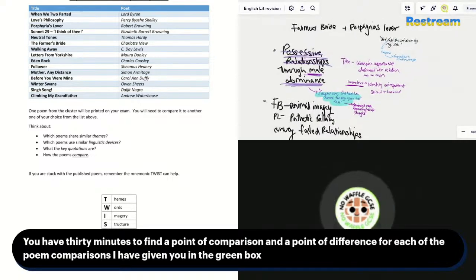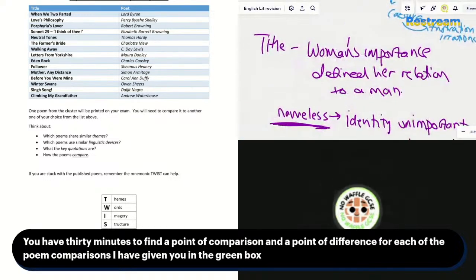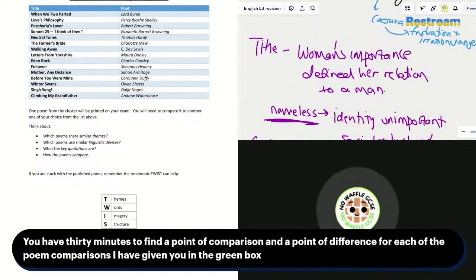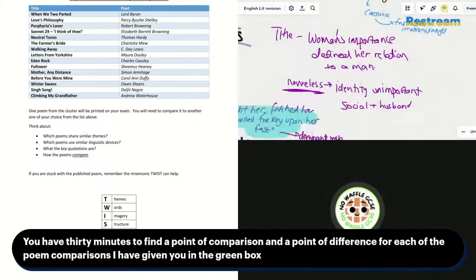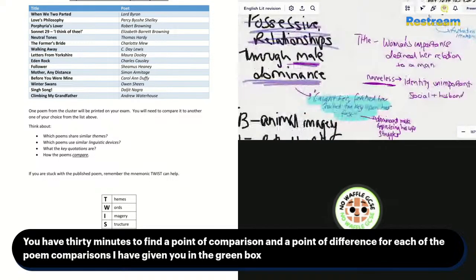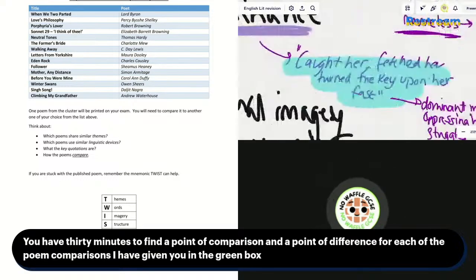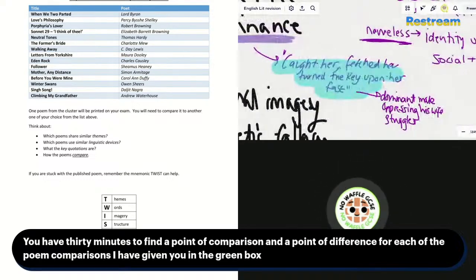In Farmer's Bride, the title depicts that a woman's importance is defined by her relation to a man, and the fact that the female protagonist remains nameless throughout the entirety of the very long and extended poem suggests that her identity was important both on a social level as well as towards her husband. Now we wanted to relate this back to the theme of how it shows possessive relationships through male dominance, and I said that the quote, "caught her, fetched her, turned the key upon her fast," shows a dominant male oppressing his wife's struggles.